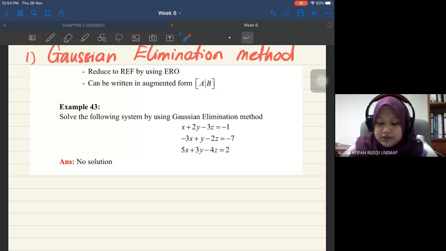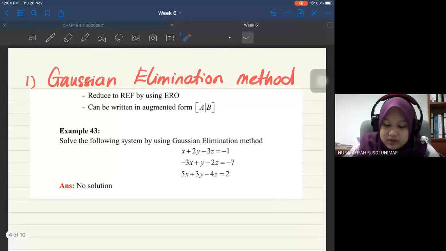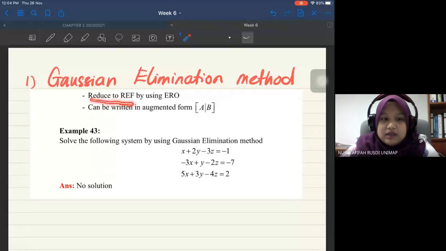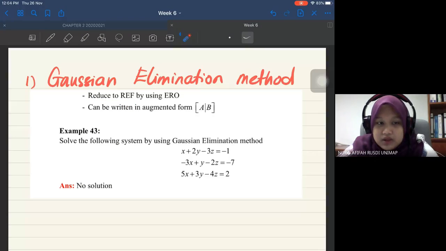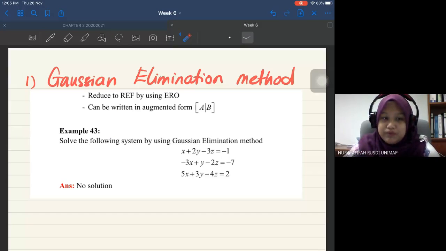Okay, so apa beza Gaussian elimination and Gauss-Jordan? Kalau Gaussian elimination kita nak reduce kepada REF. Kalau Gauss-Jordan kita nak reduce dia supaya menjadi RREF. So you have another extra condition which is kalau dalam column tu ada leading one, any other entry in that column must be 0.